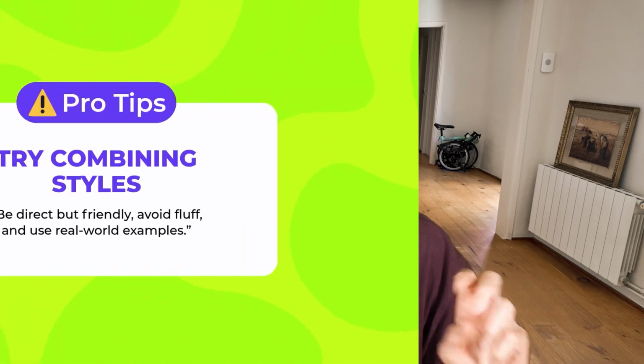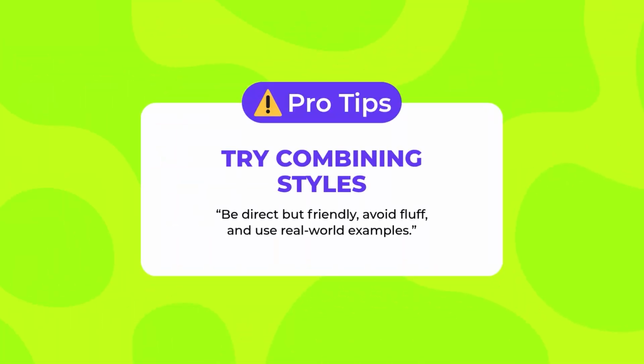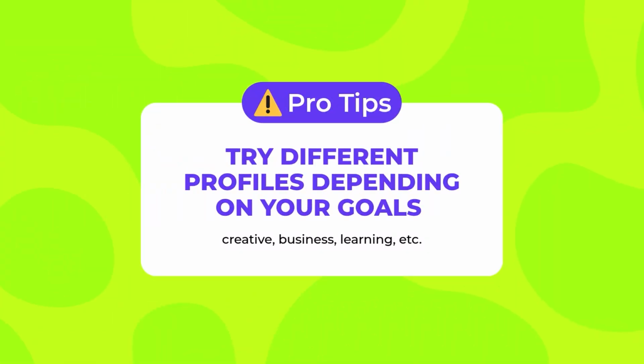Tip number 2 is that you can combine different sets of instructions. You can ask it to be direct but friendly, to avoid fluff, and to use real-world examples. All of this at the same time. So you can build your custom instructions with different blocks you want ChatGPT to adopt. And then tip number 3, and this is where it gets really powerful, is that you can try different profiles depending on what projects you are doing or what goal you're trying to achieve.